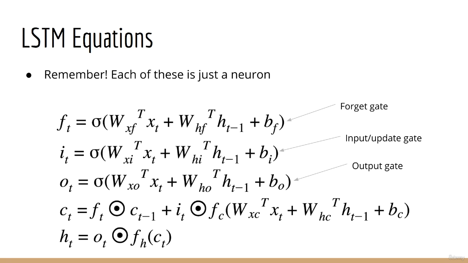Next, we have the cell state c of t. You might notice that this actually takes on the role of h of t from the GRU. Specifically, we have the weighted sum of two terms.